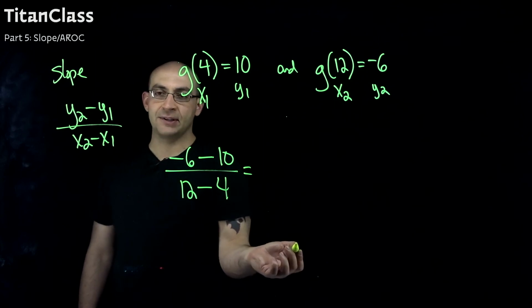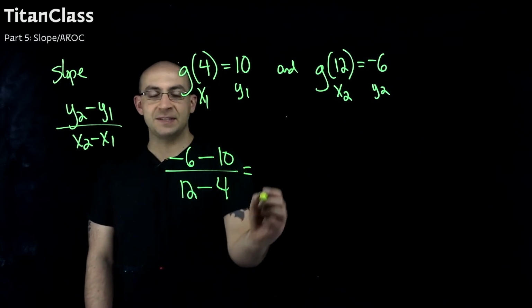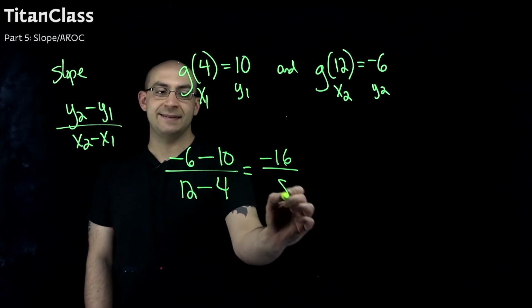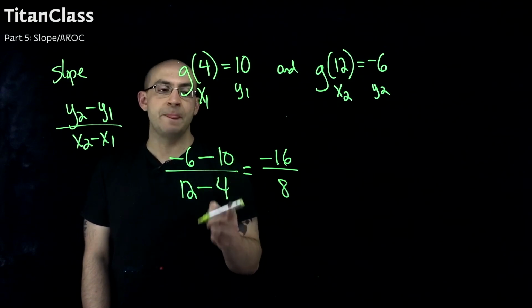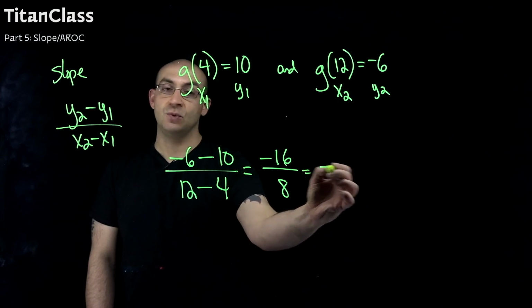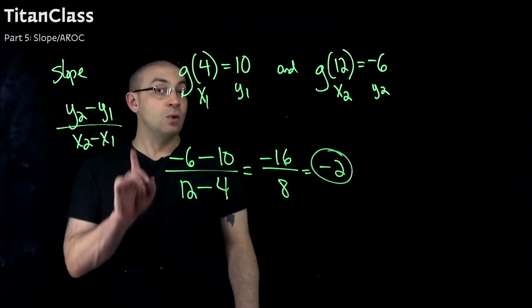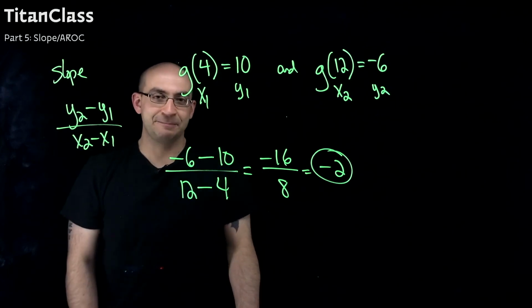Now you can use a calculator, but I'm a math person. I'm going to do this in my head. Negative 6 minus 10 is negative 16. 12 minus 4 is 8. We always have to simplify in mathematics, especially with slope. So negative 16 divided by 8 will simplify to negative 2 over 1, or just negative 2. So the slope, or average rate of change, on these 2 points is negative 2.